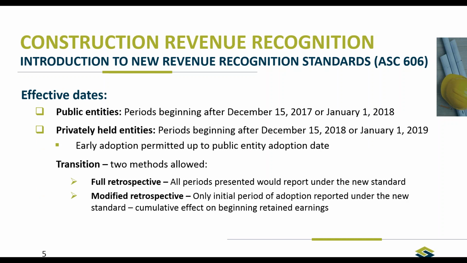So the effective dates, as I mentioned, for public entities are periods beginning after December 15, 2017, or January 1st, 2018. For privately held companies, periods beginning after December 15, 2018, or January 1st, 2019. There is early adoption permitted up to the public entity adoption date. I have not seen that. Obviously, we're still in the beginning of 2018, so it'll be interesting to see how the public entities are handling the new revenue recognition standards.